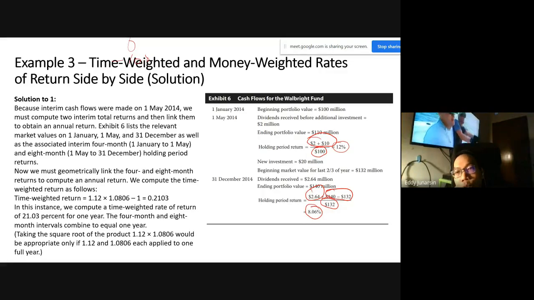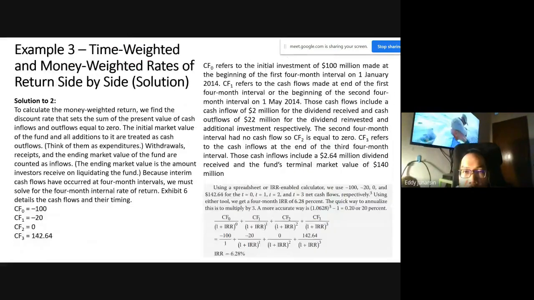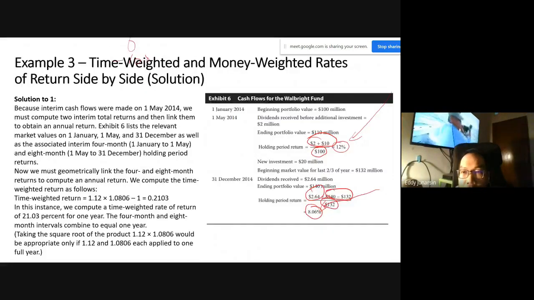So from January to April, they got 12%. From May to December, they got 8.06%. So we got the information, and it's very easy now. What is the arithmetic then? Not arithmetic. What is the time weighted? Can you tell me quickly? How will you calculate? Time weighted, geometric. How is it again?